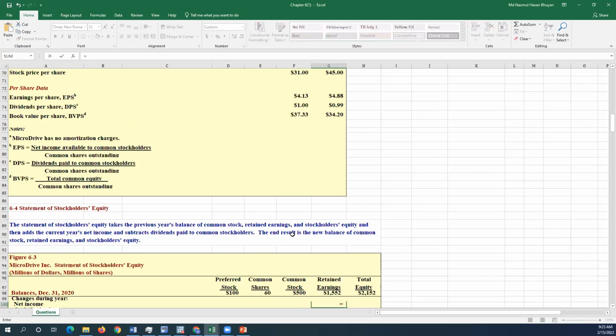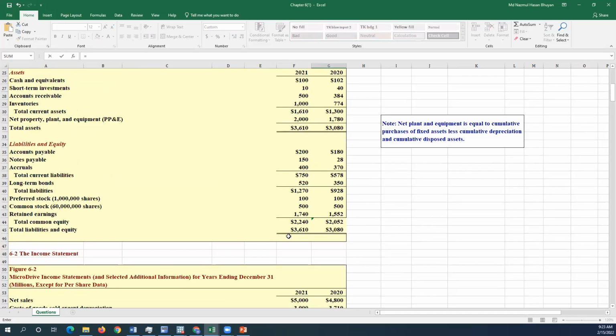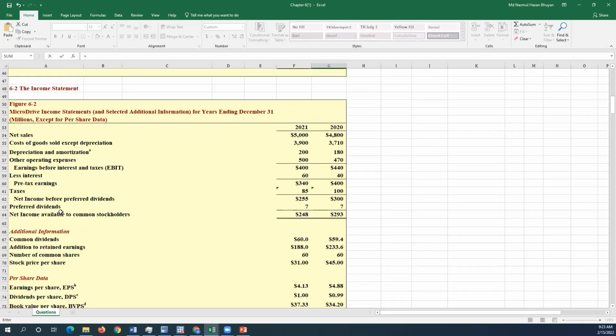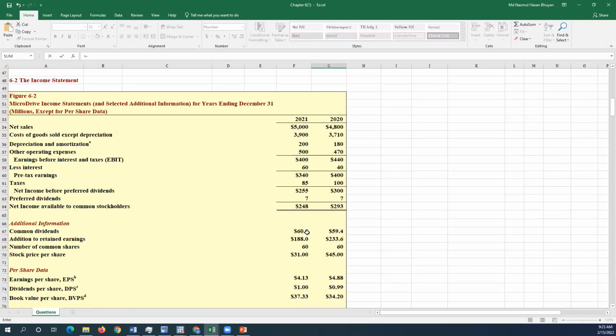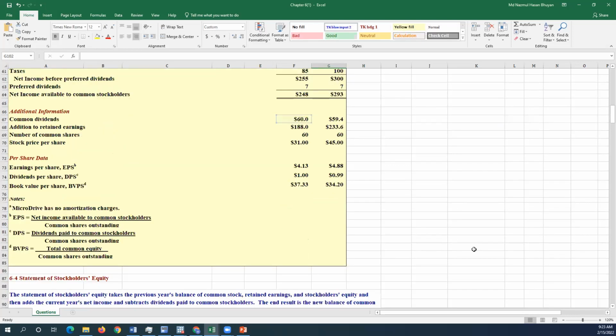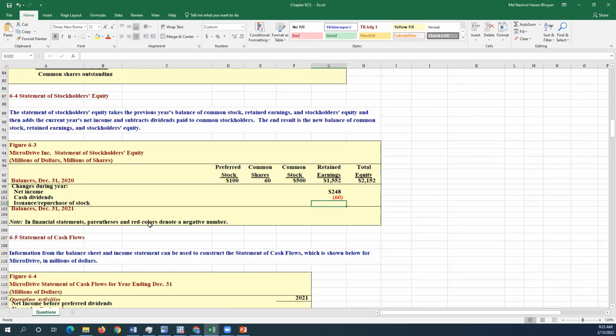First, net income for the year 2021 is equal to 248. During the time period, the company paid some cash dividends to its common stockholders, and the dividend is a cash outflow, so the sign should be negative. So negative dividend amount, you can see dividend amount is 60. So these are the only changes.